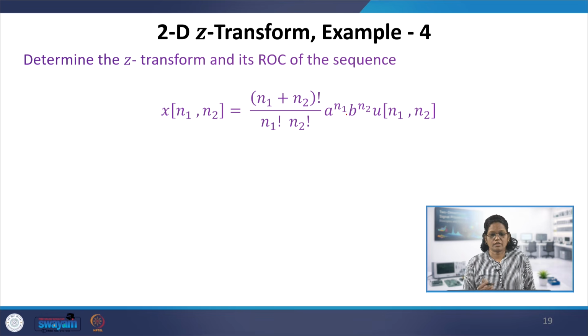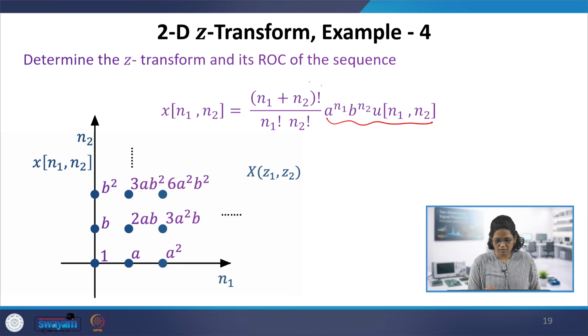So we take the next example, example 4: find the ROC of this. So far we had done the Z transforms with the separability concept. Now some complex cases of sequences, like x of n1, n2 equals (n1 plus n2) factorial over n1 factorial and n2 factorial, times a power n1, b power n2, u of n1, n2. There is an n1, n2 dependence here as well. So the amplitude of this sequence is (n1 plus n2) factorial over n1 factorial and n2 factorial.